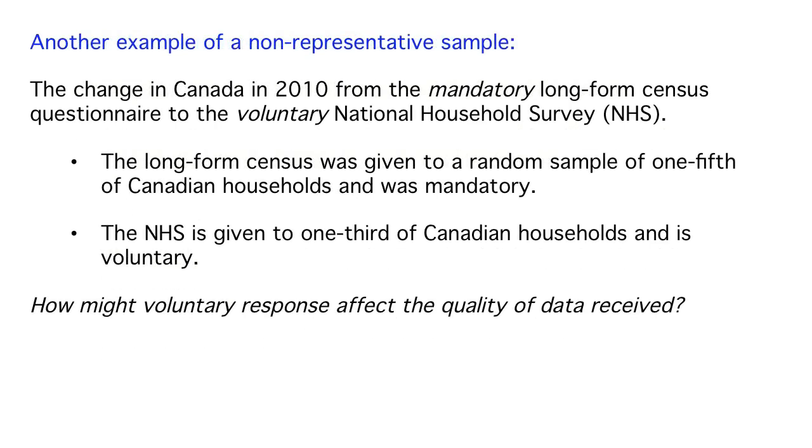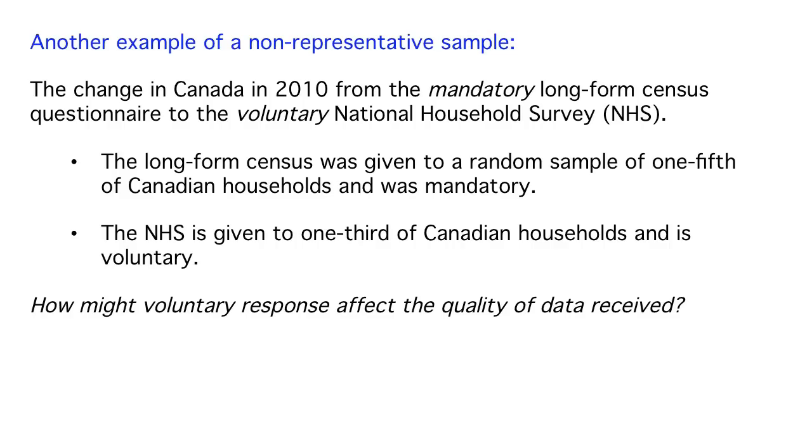Another example that caused a lot of controversy in Canada, including the resignation of Canada's chief statistician, was related to changing a survey from mandatory response, which ensures there is no response bias, to voluntary response. In 2010, the Canadian government decided to replace the mandatory long-form census questionnaire, which was sent to a random sample of 1/5 of Canadian households, with the new voluntary response National Household Survey, which was sent to a sample of 1/3 of households. Some more households got the survey, but now it was voluntary response.